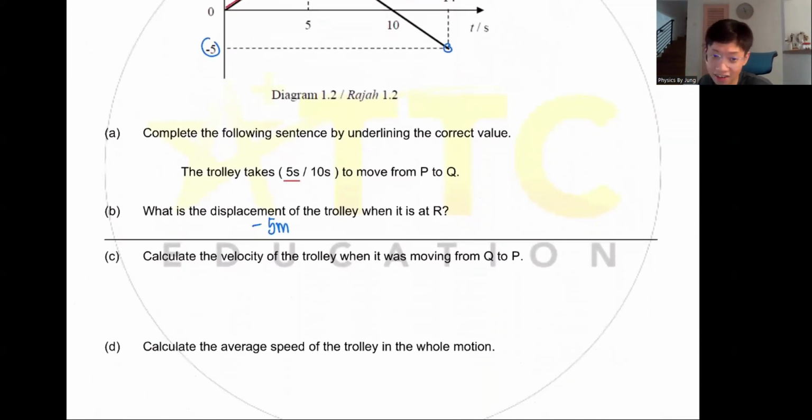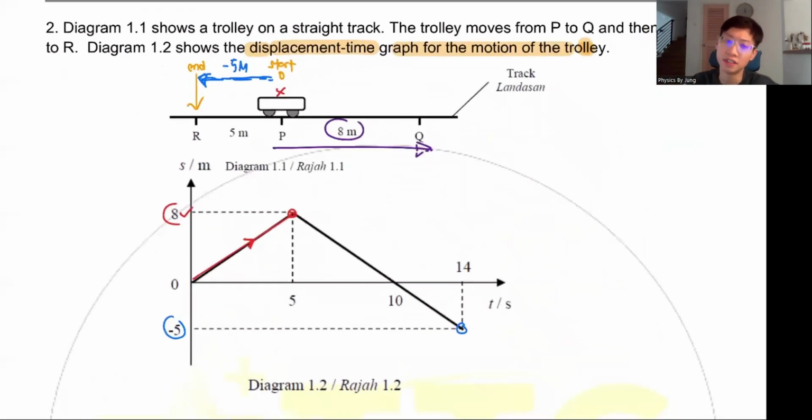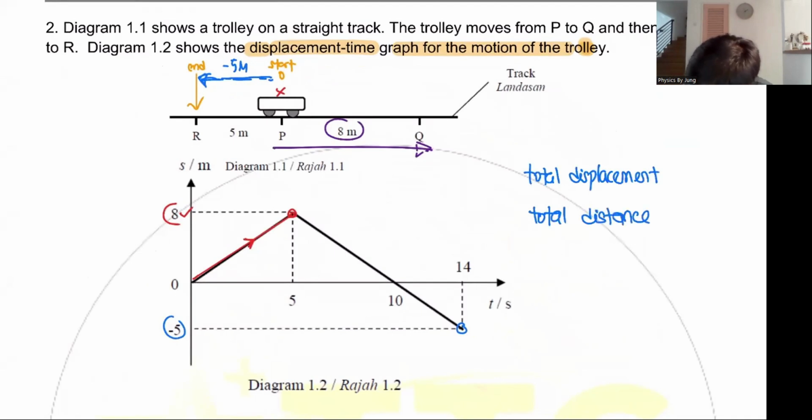Okay. So based on this question, remember, if I ask you for the total displacement versus if I ask you for the total distance, it is actually a different thing. What is total displacement? Total displacement, they care about the starting point to the ending point. So now this is behind. I don't care whether you move forward or backward, whatever. I only care where you start and where you end. If you end behind the starting point, that is considered the negative direction. So my displacement here is -5 meters.